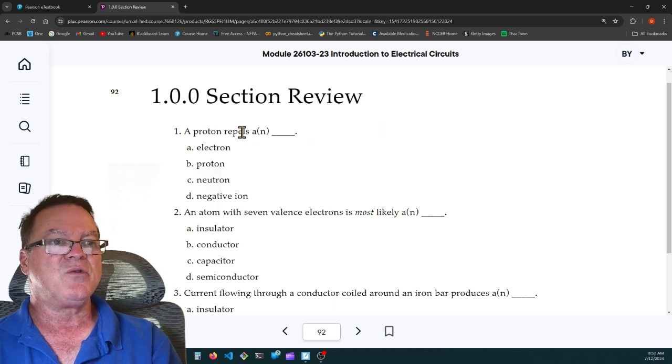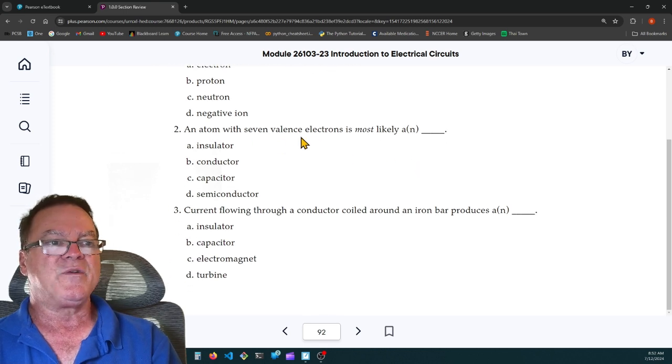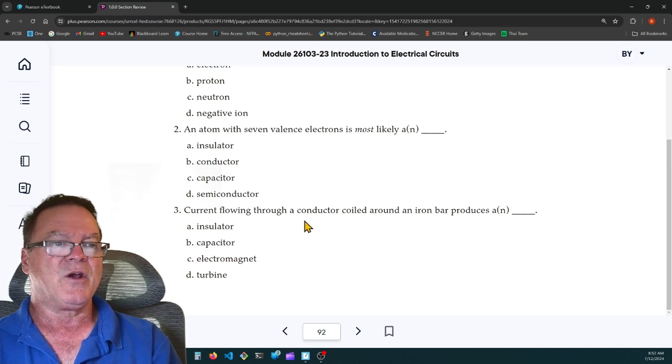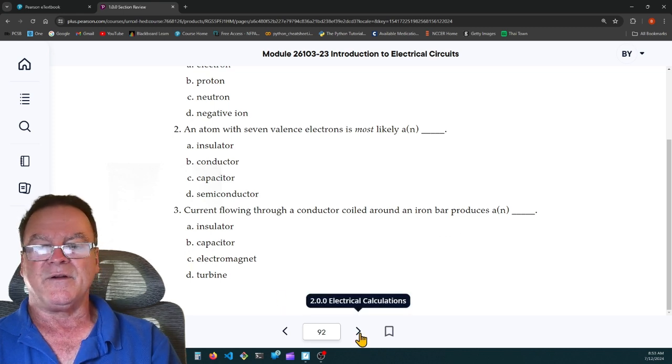1.0.0 Section review. It says a proton repels another proton. An atom with 7 valence electrons is most likely an insulator. If it has 5 or more, it's an insulator. Current flowing through a conductor coiled around an iron bar produces an electromagnet. See, very good. We'll move on to the next section.